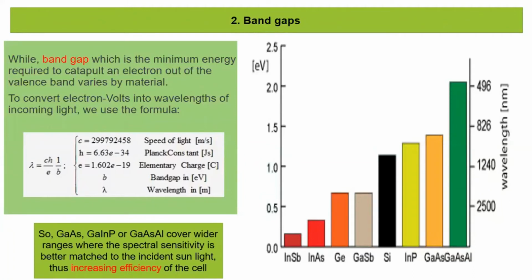To solve this problem, as in the chart here, we can replace the silicon or combine the material with some elements with high conduction, like some elements here, to increase the efficiency of the cell.